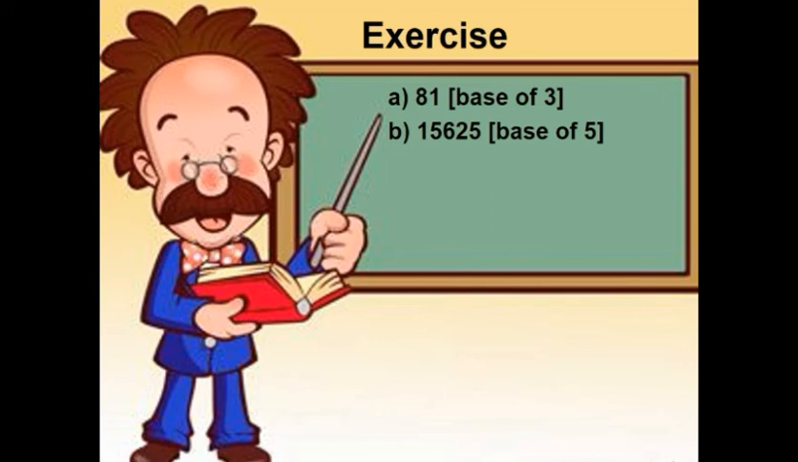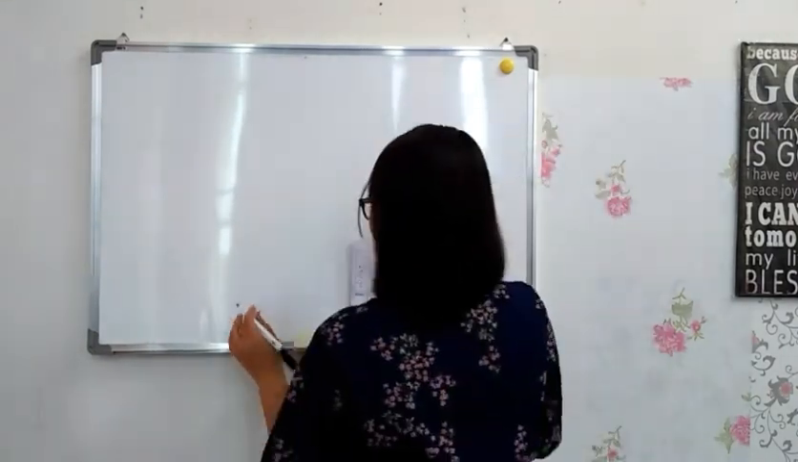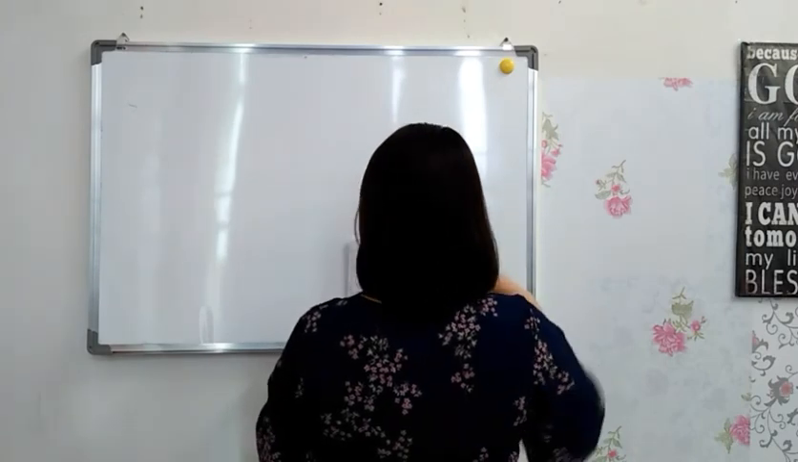Okay, try to solve this question independently in your exercise book. I give you 5 minutes to copy the question. For these 2 questions, you must use the 2 methods, the repeated division method and the repeated multiplication method. Okay. The slide, so we will discuss the answer. So the answer is 81.